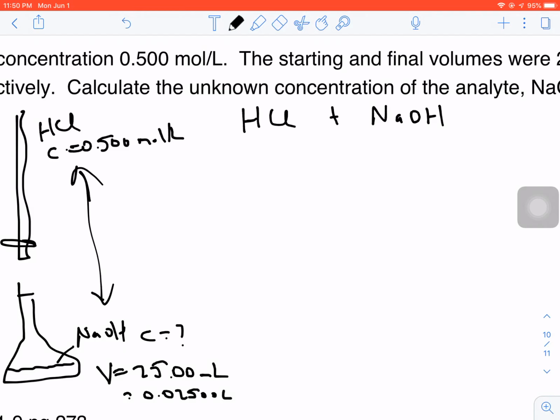So what I've got here, I know the concentration, 0.500 moles per liter. Now in one of the videos, they don't use the term moles per liter, they use the term molarity. They use a big M, which means moles per liter. That's the molarity, or moles per liter, or the concentration. The goal of the lab is to find the concentration of sodium hydroxide. We know the volume of sodium hydroxide.